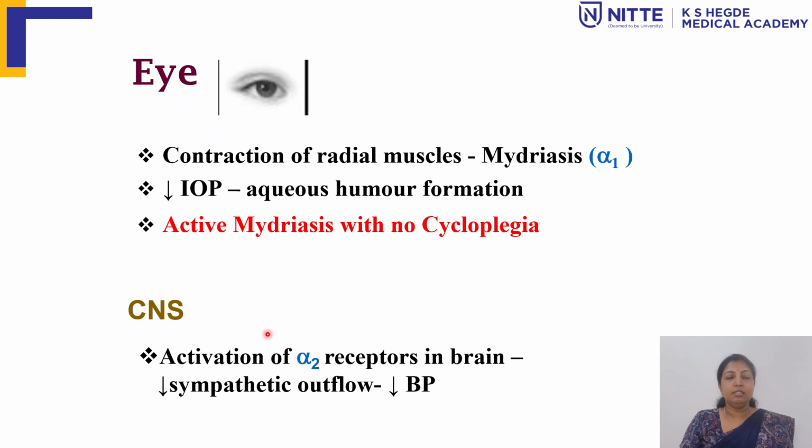Effect on the CNS. On the CNS, they can activate the alpha 2 receptors, mainly the presynaptic alpha 2 receptors in the brain. They can reduce the sympathetic outflow, and they produce a fall in BP.